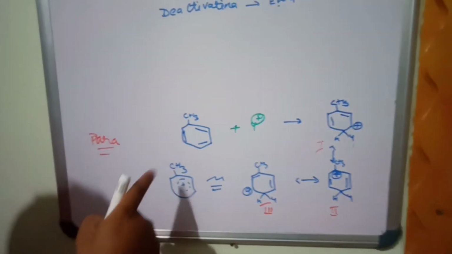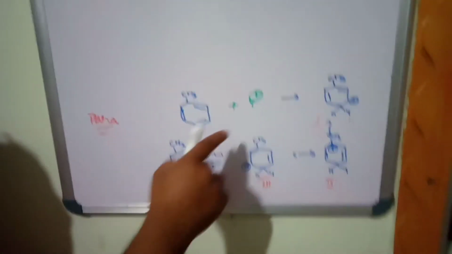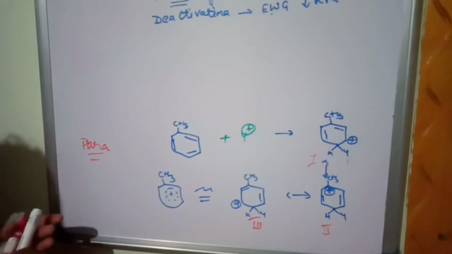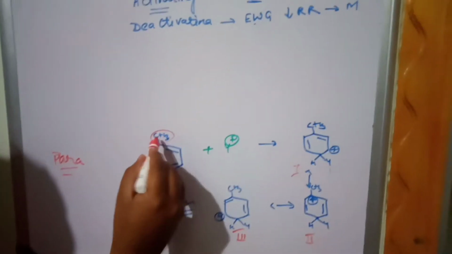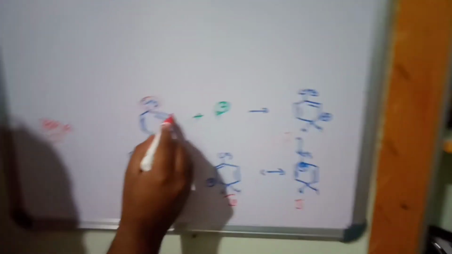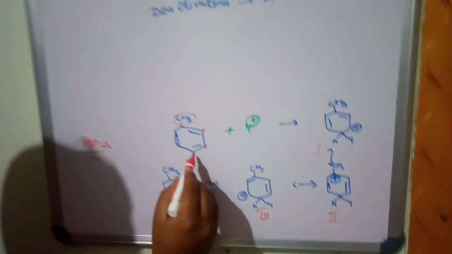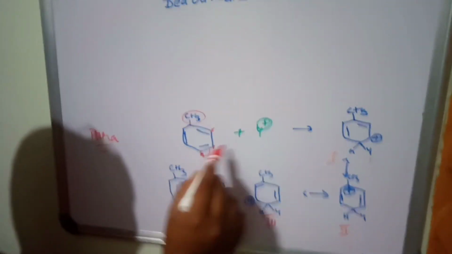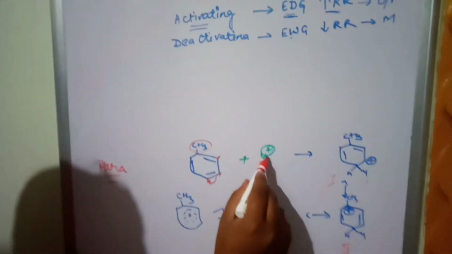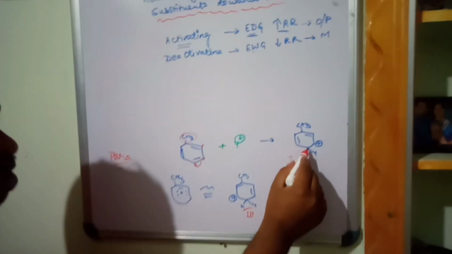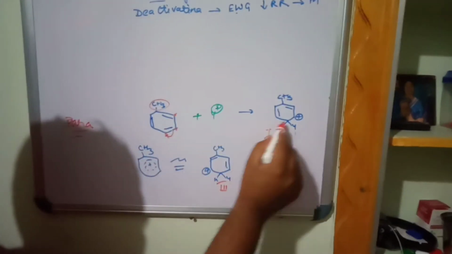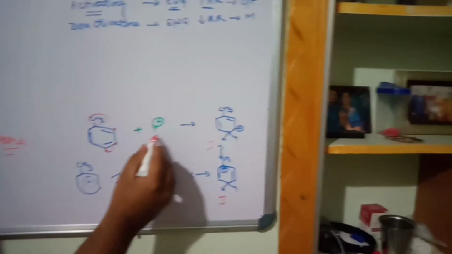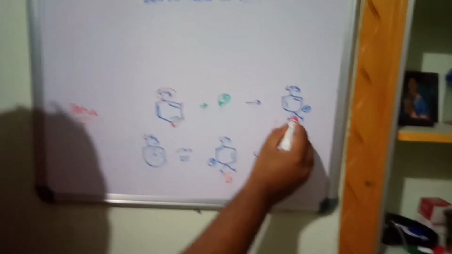Now let us see about the para position. When the electrophile attacks on the para position, this is an activating group. Okay, so this is the ortho position, this is the meta position, this is the para position. Now what happens if this is the para position? This will give the electrons in order to attack on the para position. Now what happens? The carbon having hydrogen and the Y will be attached here, where Y is nothing but the electrophile. Now the electrophile will attack on the para position.